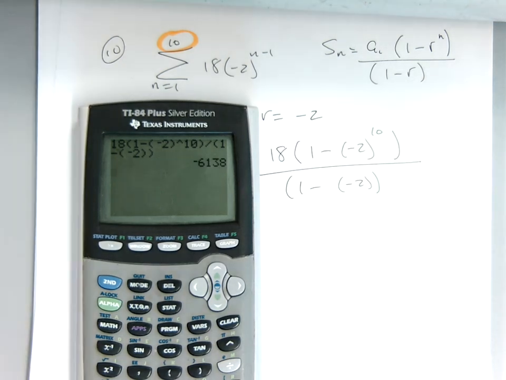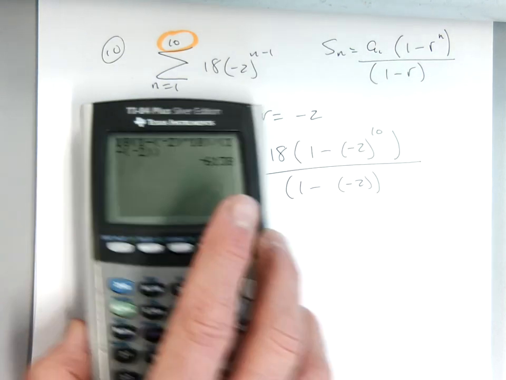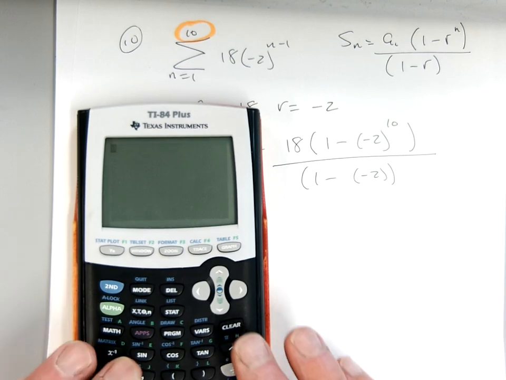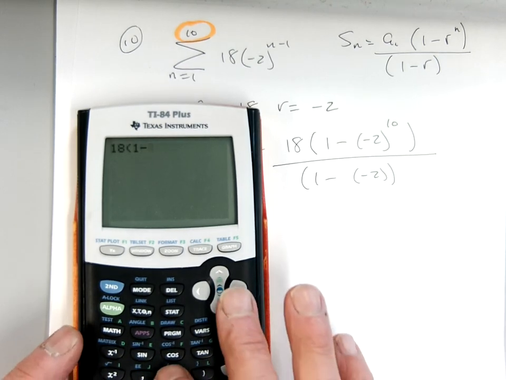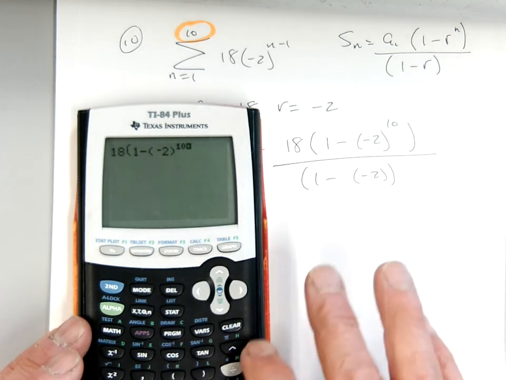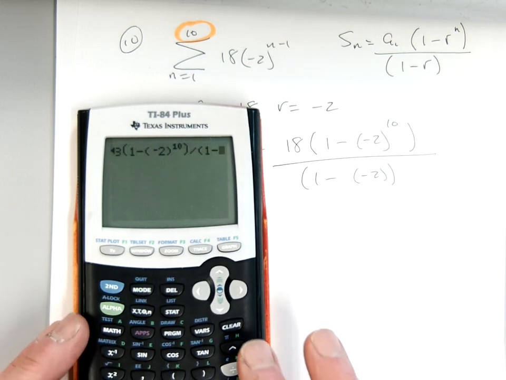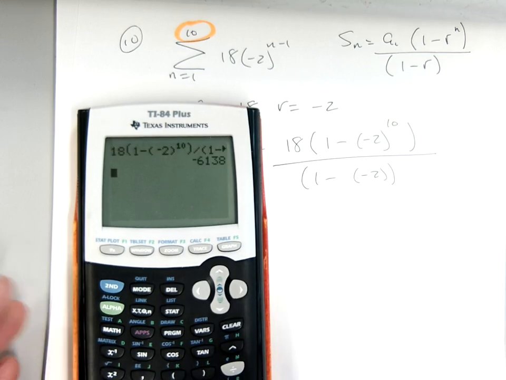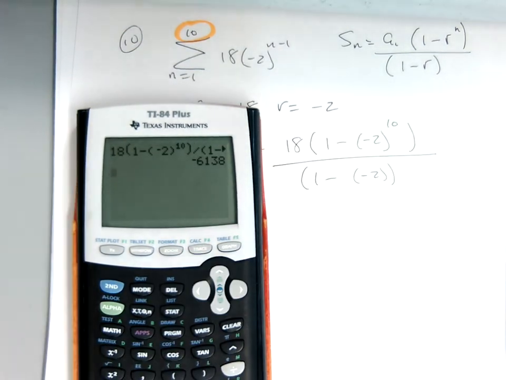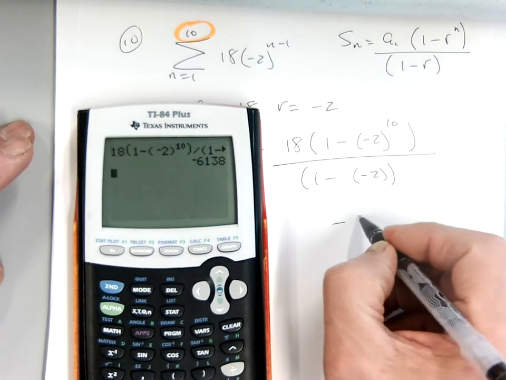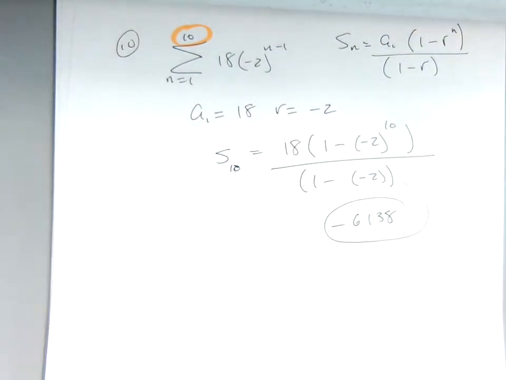Alexander, can I borrow your calculator? Or on the good calculators, same way. Try it. Make sure you do it right: 1 subtract parentheses negative 2 to the power of 10, divided by parentheses 1 subtract negative 2. Everybody try and do that, okay? I got negative 6,138. Make sure you can do that, and make sure you have all those parentheses, otherwise you're going to mess it up. All right, how am I doing? We're almost done.